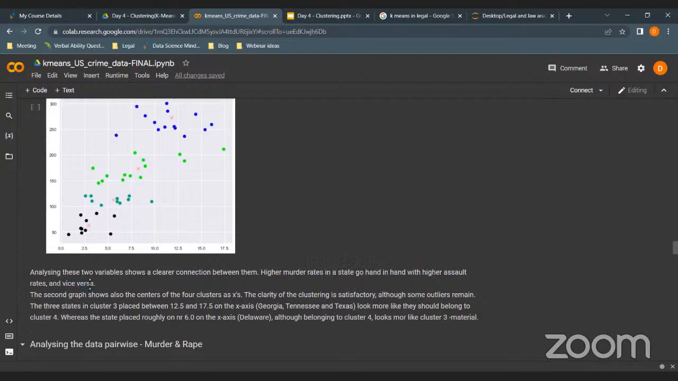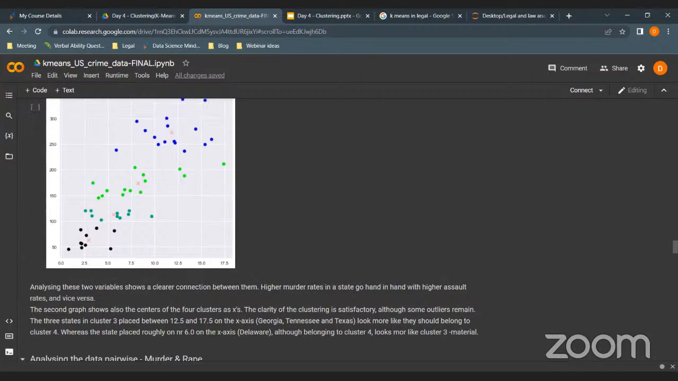Now analyzing the two variables, we can see a clear connection between them, a linear relationship. It shows that higher murder rates in a state go hand in hand with higher assault rates. And the second graph also shows that the centers of the four clusters are on a nearly straight line. The clarity of the clusters is satisfactory, although we have some outliers.